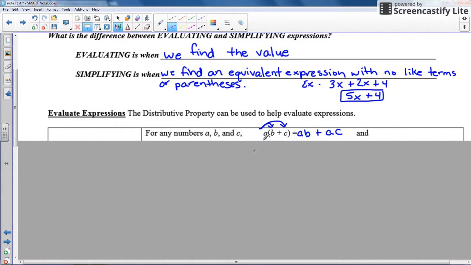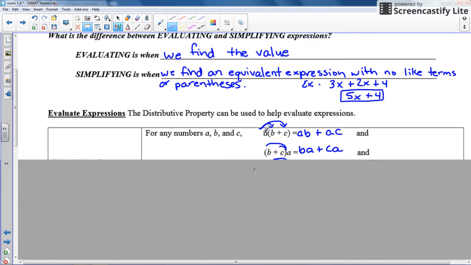And we simply take the outside number and multiply it by each of the inside terms. And you probably have learned in the past to use the little arrows to remind us visually that we need to multiply by each of the terms and we don't leave anything out. So this one would result in AB plus AC.